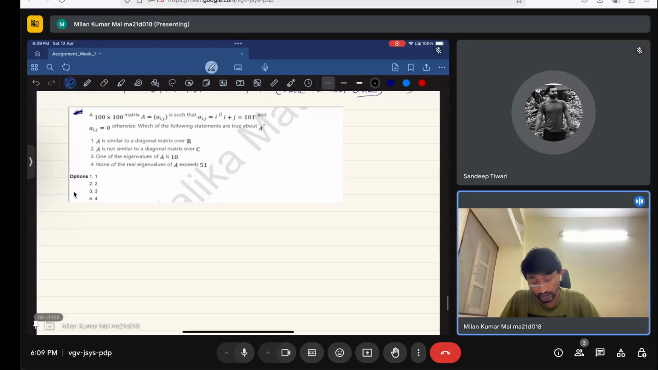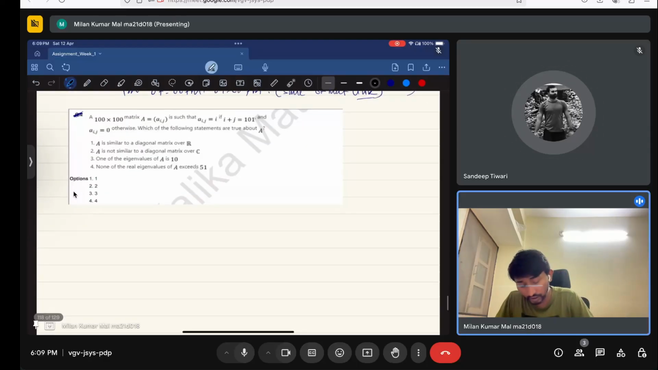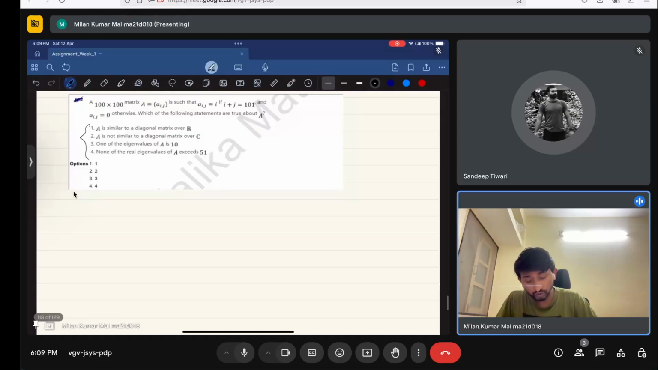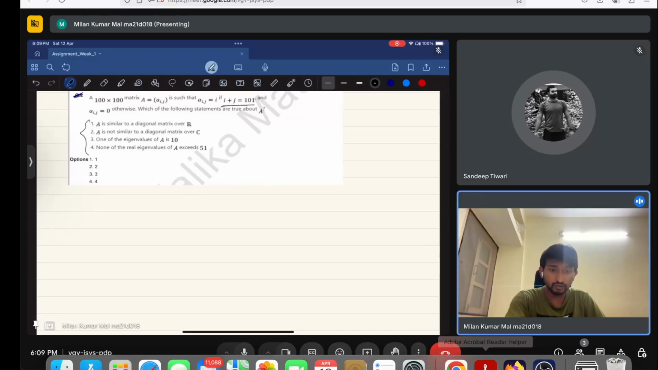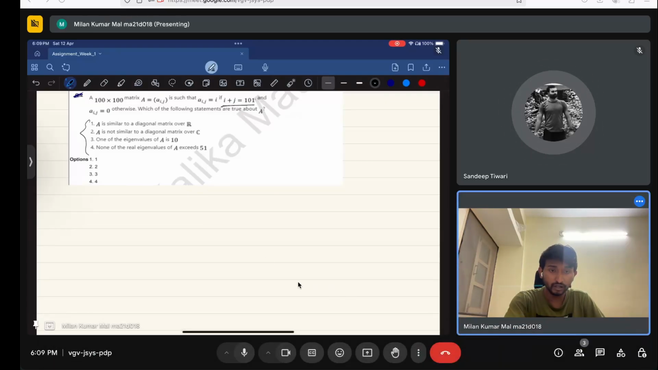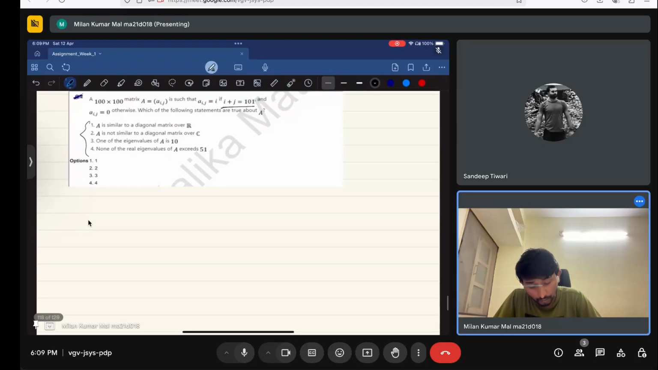Before going to the options, just try to see what the matrix is, because this is a very interesting thing. There must be a pattern, and we are trying to find out what that pattern is. That will directly help to solve the problem. For example, if I consider A is an n by n matrix, let's consider, for simplicity, a 3 by 3 matrix.